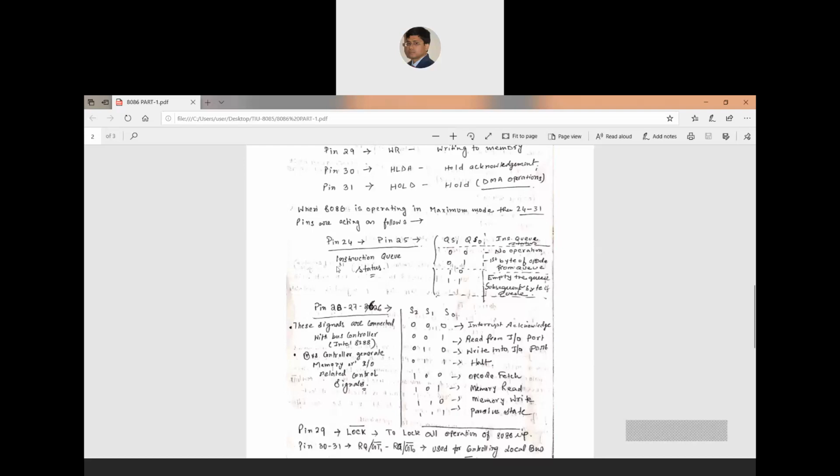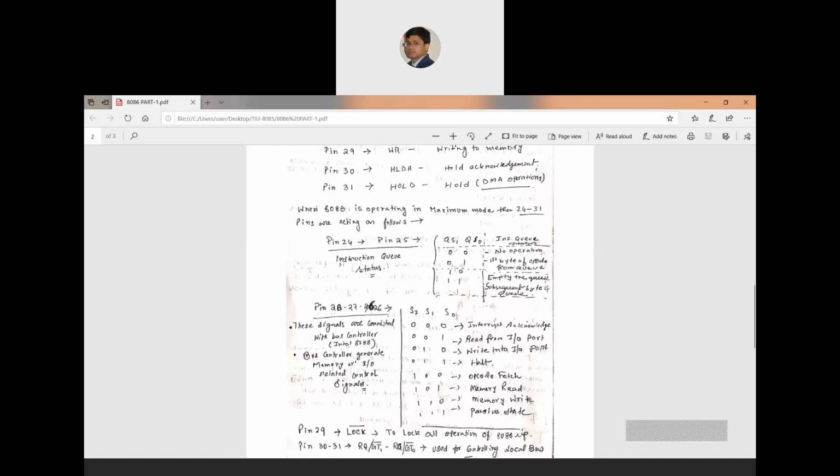Next three pins are there: 26, 27, 28. Now what is the function of these pins? So I have written here, these signals are connected with the bus controller. So you see, as it is a multiprocessor system, 8086 is connected with the other processor, that is your bus controller. That bus controller has the Intel 8288, that processor name. It is connected to the bus controller, and the bus controller generates memory or IO related control signals after getting these signals from these three pins.